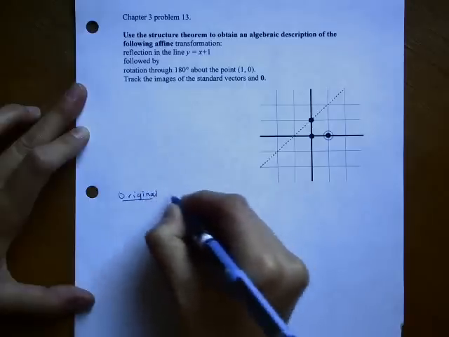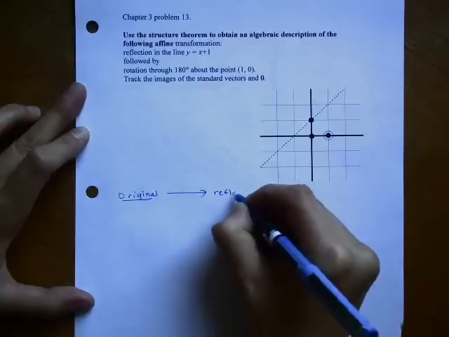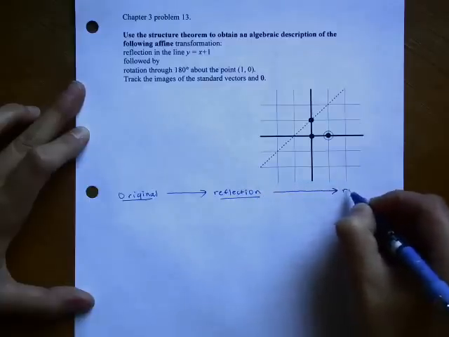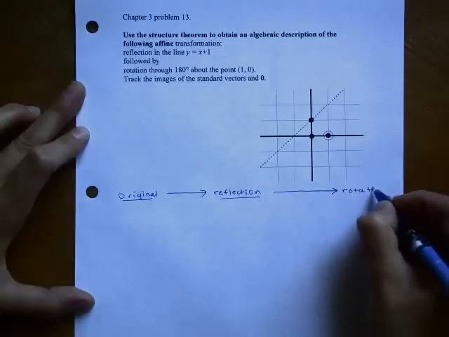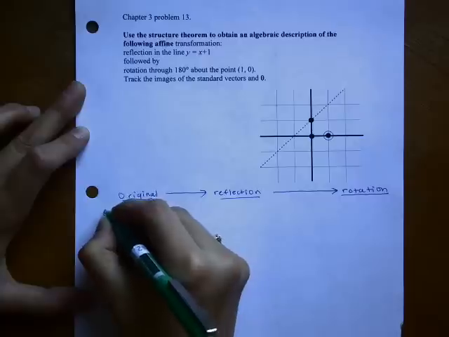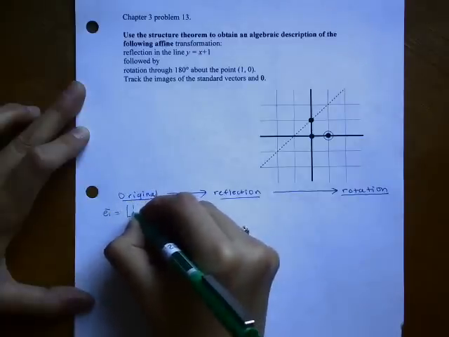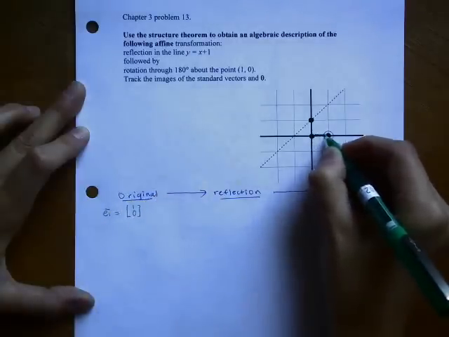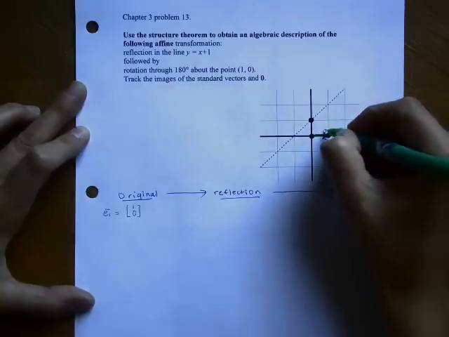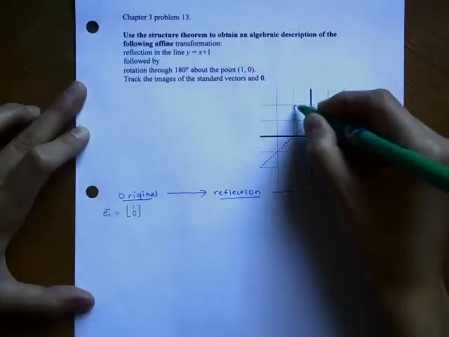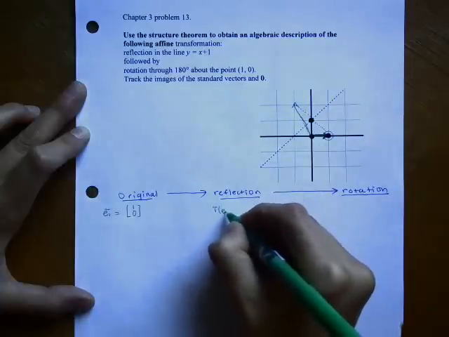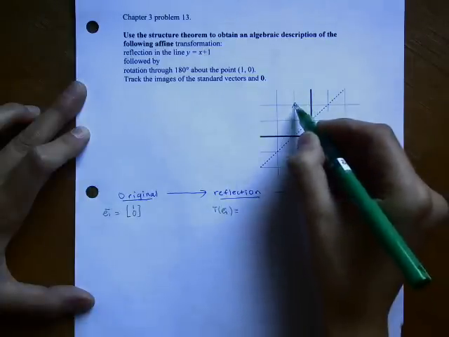So we start with our original, and then we do a reflection across the line y equals x plus 1. And then we do a rotation around the point 1, 0. Let's start by tracking our e1 vector, which starts out as equal to 1, 0. So there's our e1 vector. Now to reflect it across the line, it's going to end up here. So our first transformed e1 vector is equal to negative 1, 2.